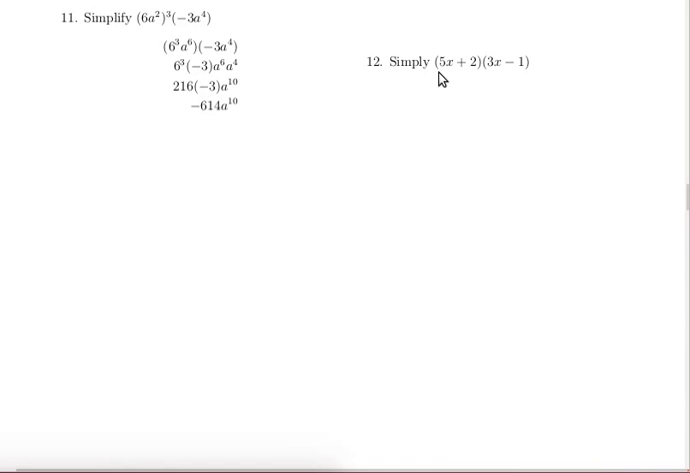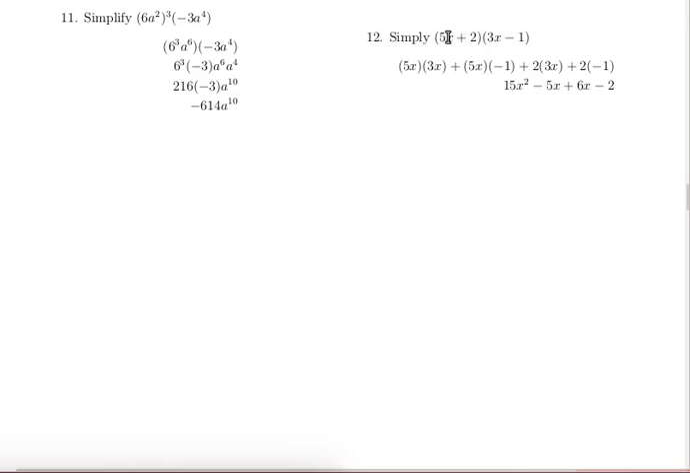I don't know if simplify is the right description for this next problem. The idea is that we need to multiply these two binomials together. So let's carry out that multiplication, where each term in this factor will have to multiply each term in this factor. That's sometimes referred to as the FOIL method. Here's a line that very few of you would actually write down, but there's going to be the 5x times the 3x, the 5x times the minus 1, the 2 times the 3x, and the 2 times the minus 1.